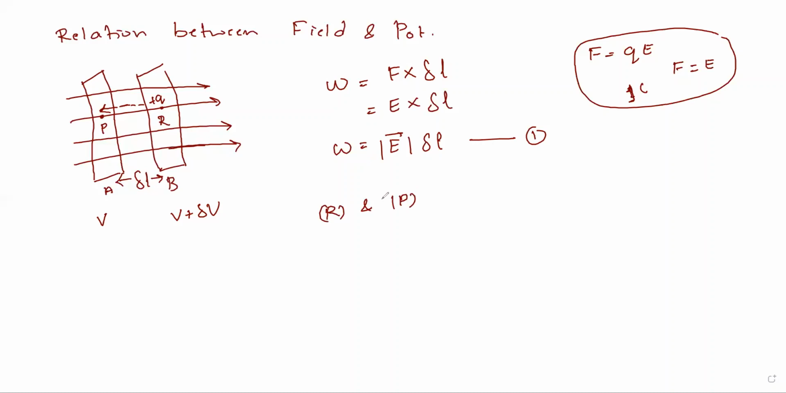Potential difference between R and P will be given by delta V is equal to Vp minus Vr. That is the final position minus the initial position. So what will it be now? V minus (V plus delta V). Why? Because the potential of P is V, which we have taken here, and the potential of R is V plus delta V. So V and V get cancelled, and minus minus, we will get minus delta V.